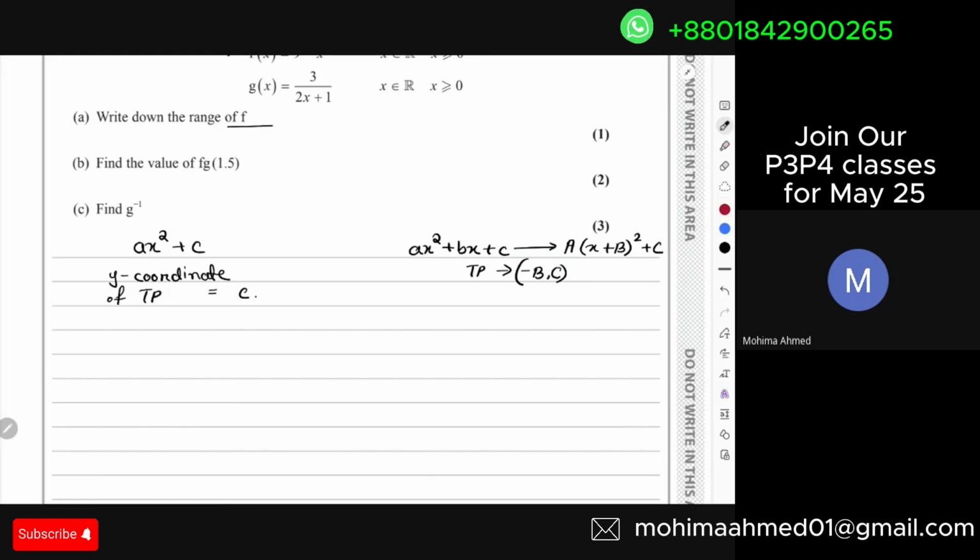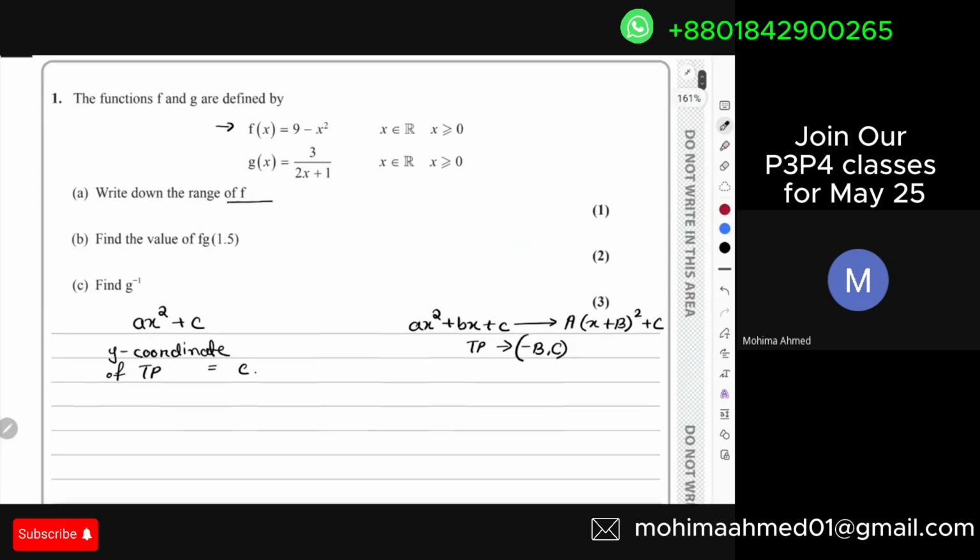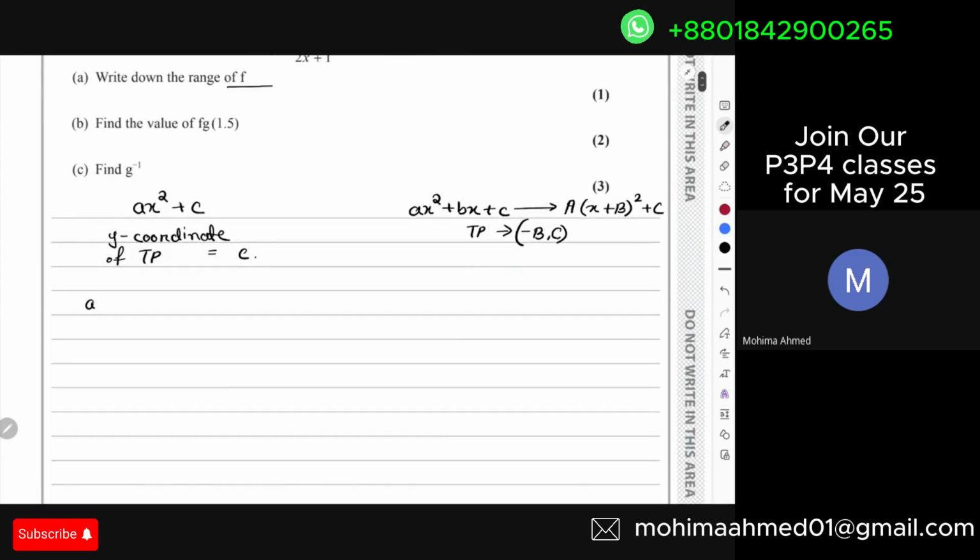In this maths, over here, the question was given in this format, ax squared plus bx plus c. The equation was given as minus x squared plus 9. We can understand with the minus x squared. Just wait for 1 minute, please.